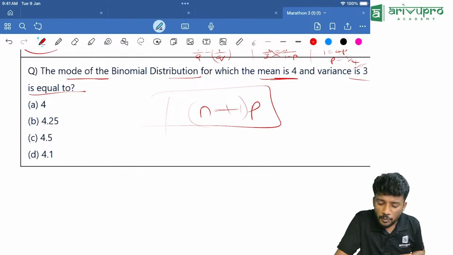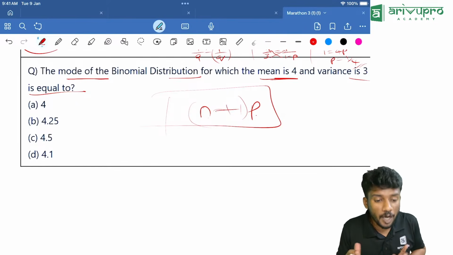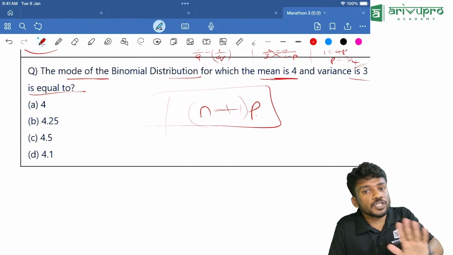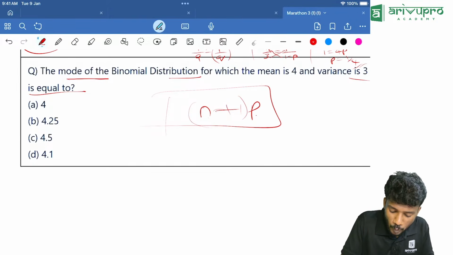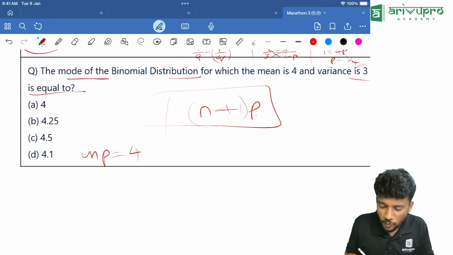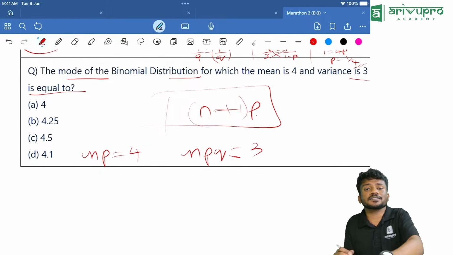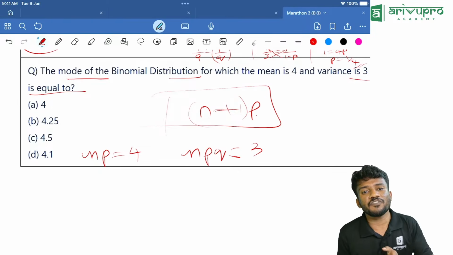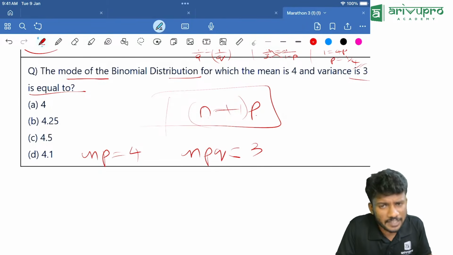What all things do we require? We require one p value and one n value. Now, is that directly given in the question? No. But instead, what do they give? Mean is given. Mean means np is given as 4. Then npq, the variance formula, is given as 3. From this we will find the value of n and p.